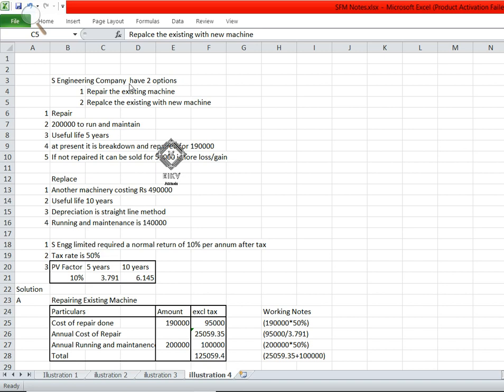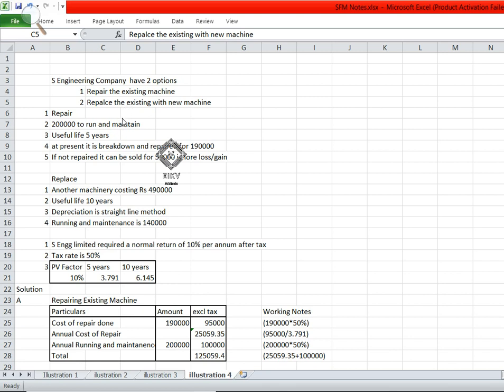So guys, in this illustration it is given that S Engineering Company has two options. First option is to repair the existing machinery. Second option is to replace the existing machinery with a new machinery. So here S Engineering Limited has a machinery which is under repair. The company has two options. Option 1 is to repair the existing machinery. Option 2 is to replace the existing machinery with a new machinery.